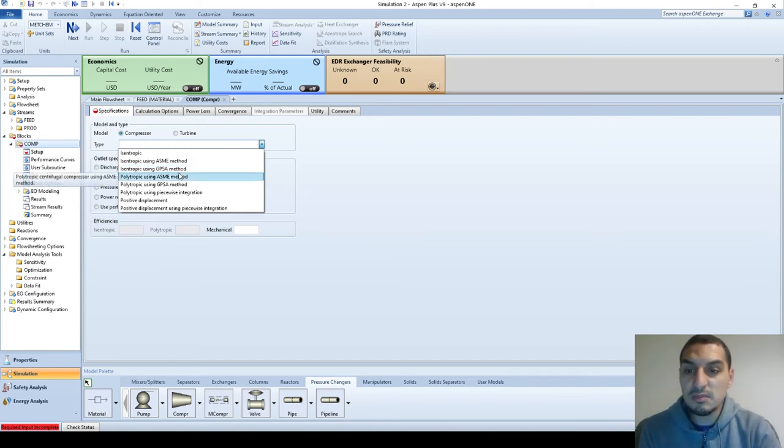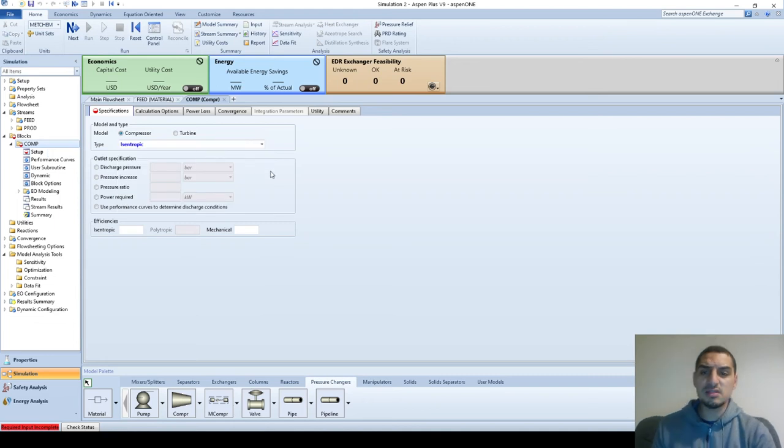You can use a polytropic compressor. You can use it with the GPSA method. So you can have it as a positive displacement compressor. Anyway, I'll go for the simplest case, which is the isentropic. Isentropic means it's adiabatic, and it is at constant entropy. So there is no change in entropy by compression. Of course, this is an ideal case, but this is a simple case to calculate, and that's why we are gonna work with it right now. And then we will see in the next cases how it works.